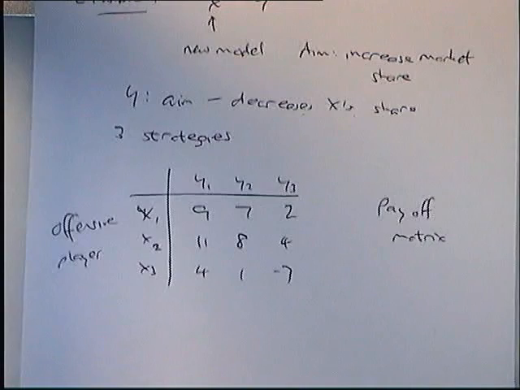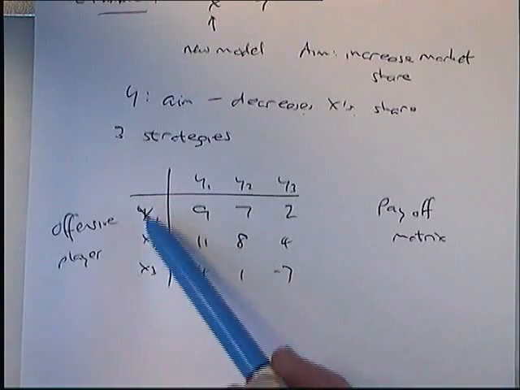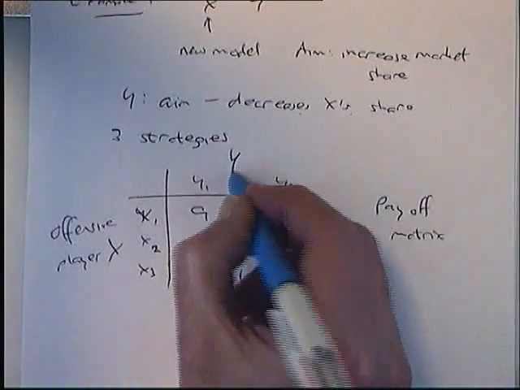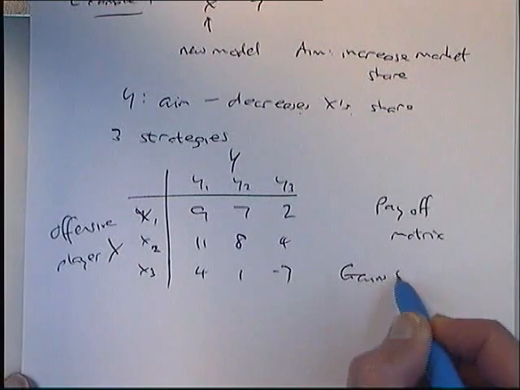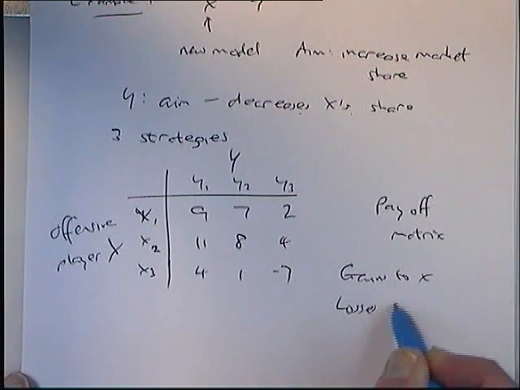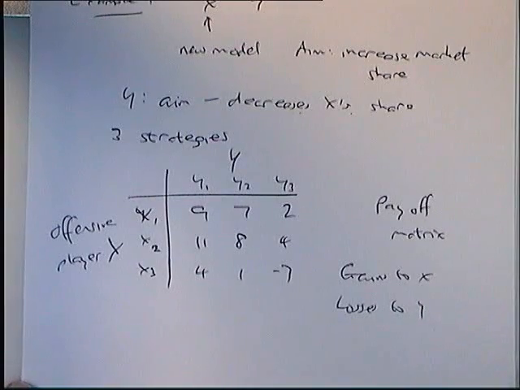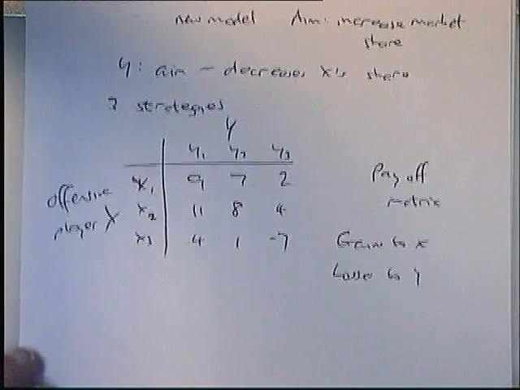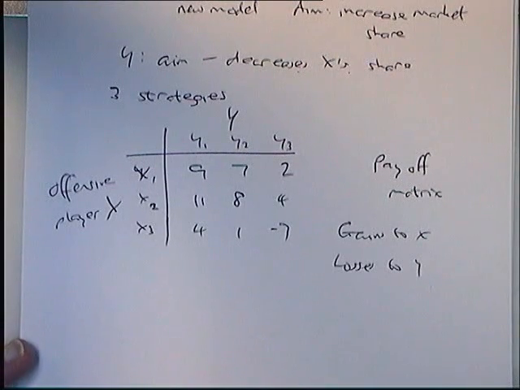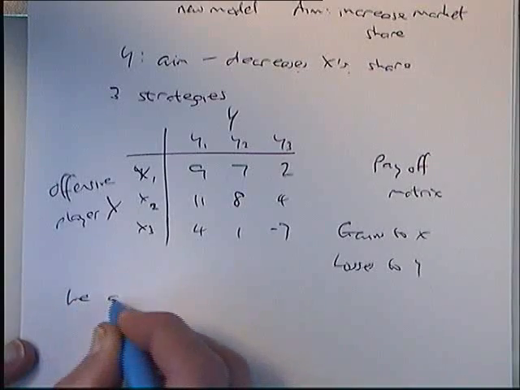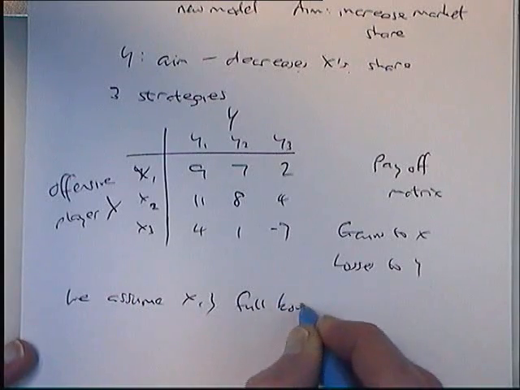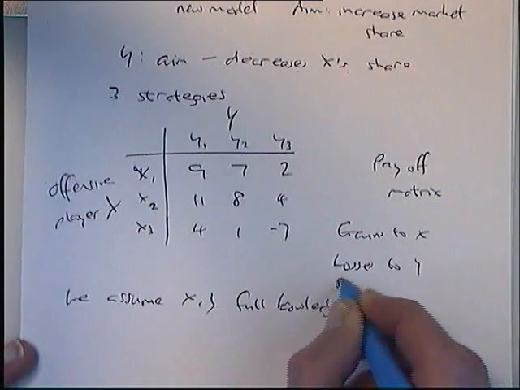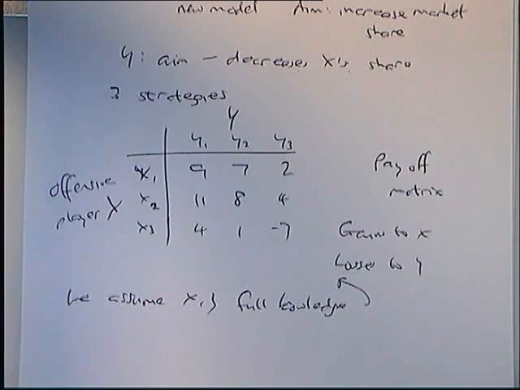The matrix always shows the gain to the offensive player. So these are gains to player X. So they are also losses for player Y. The other thing that is a little bit strange, and you may not think happens in real life, is we assume that X and Y both have full knowledge of this matrix. So we're assuming X and Y both have full knowledge of this matrix.